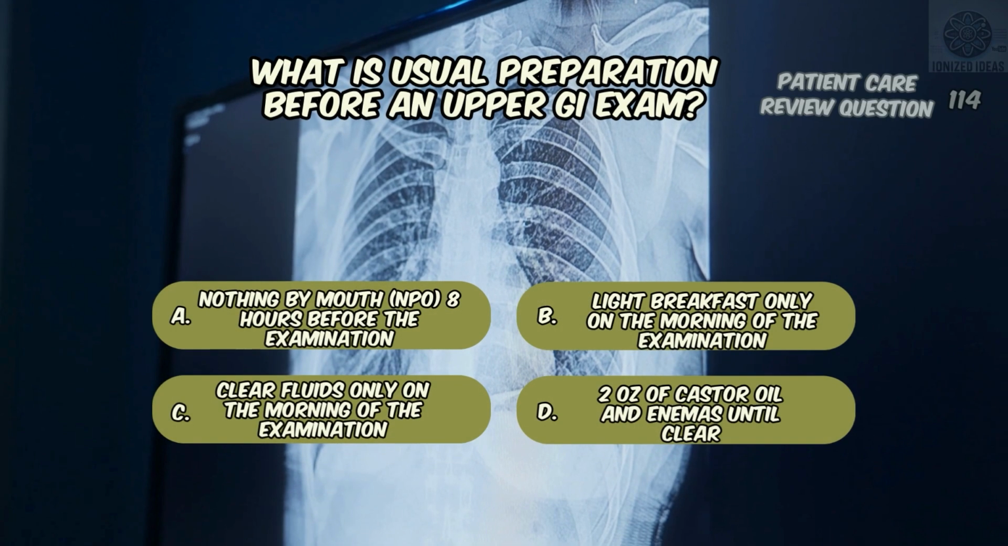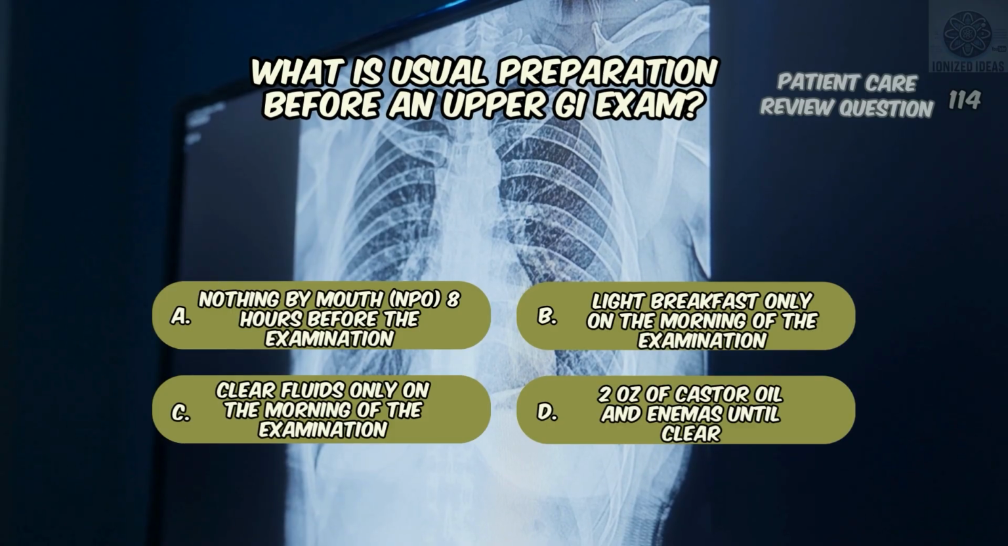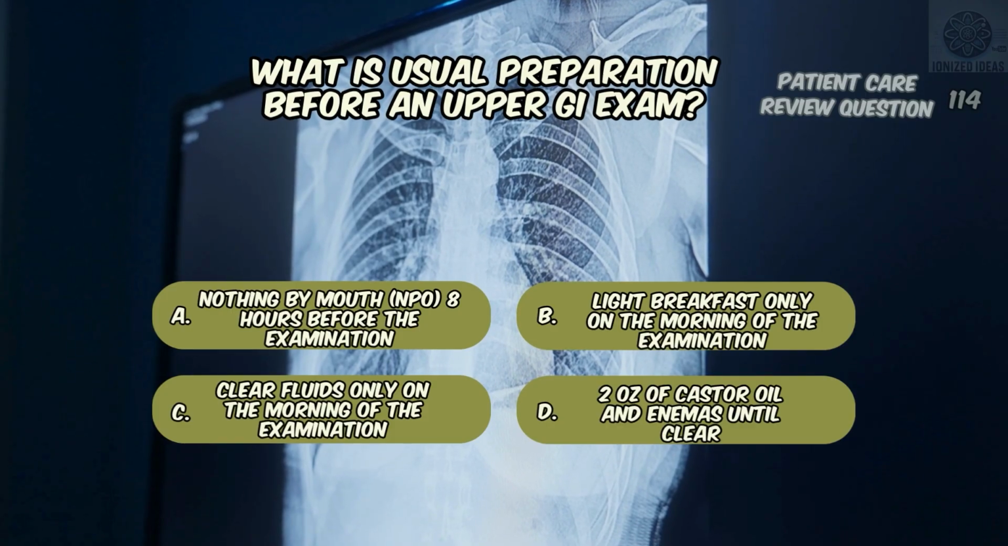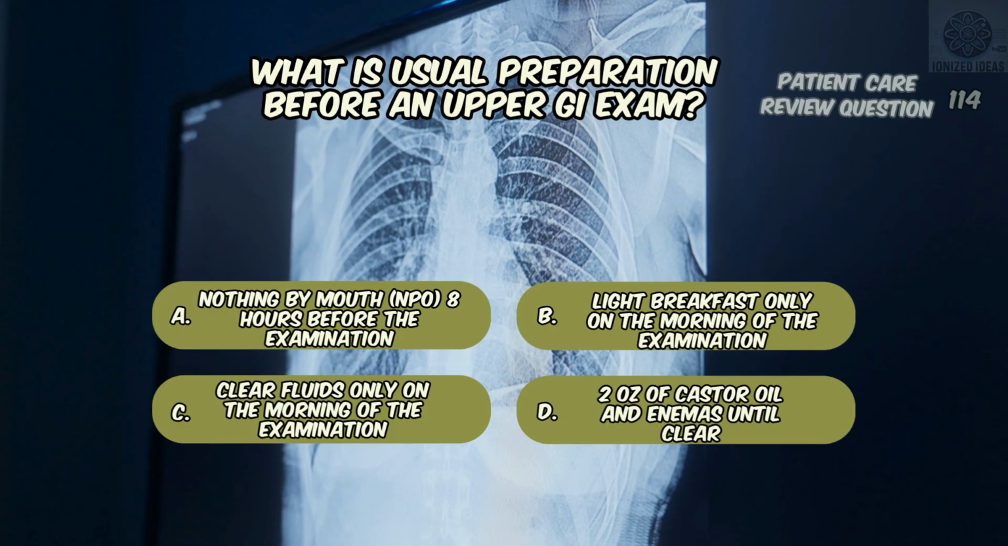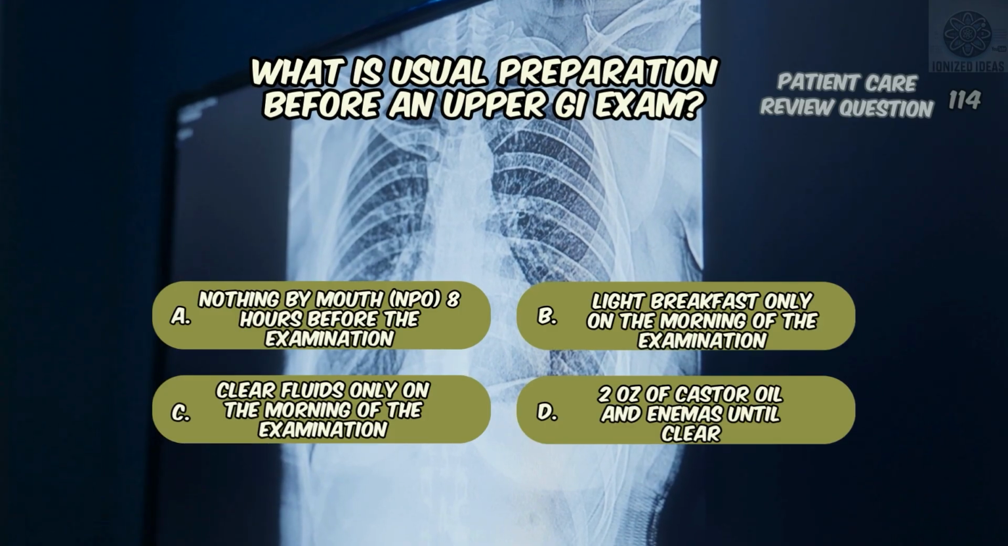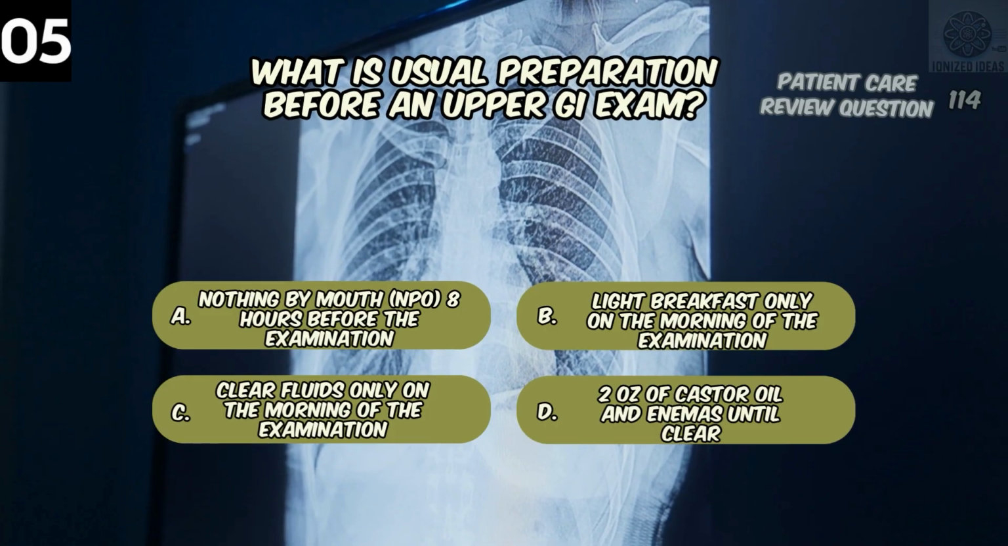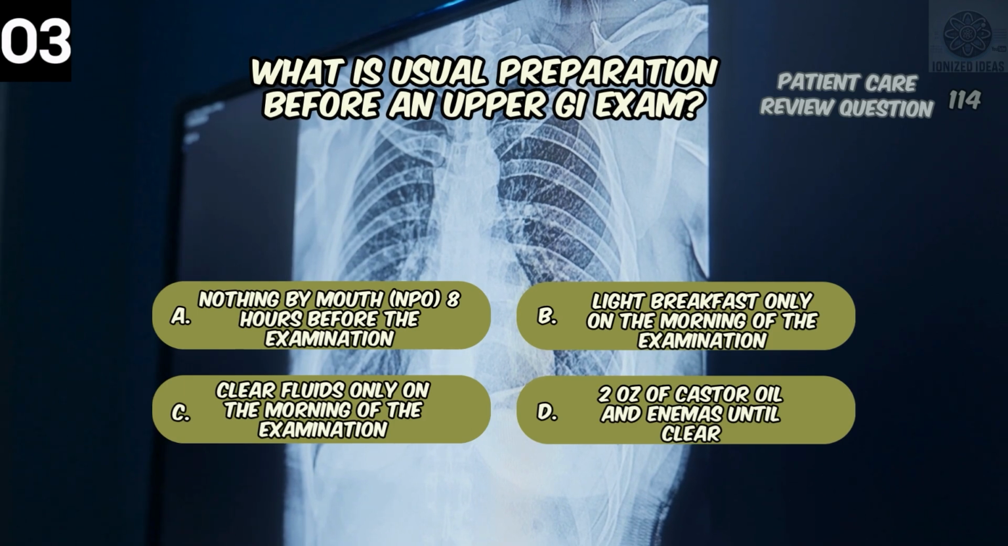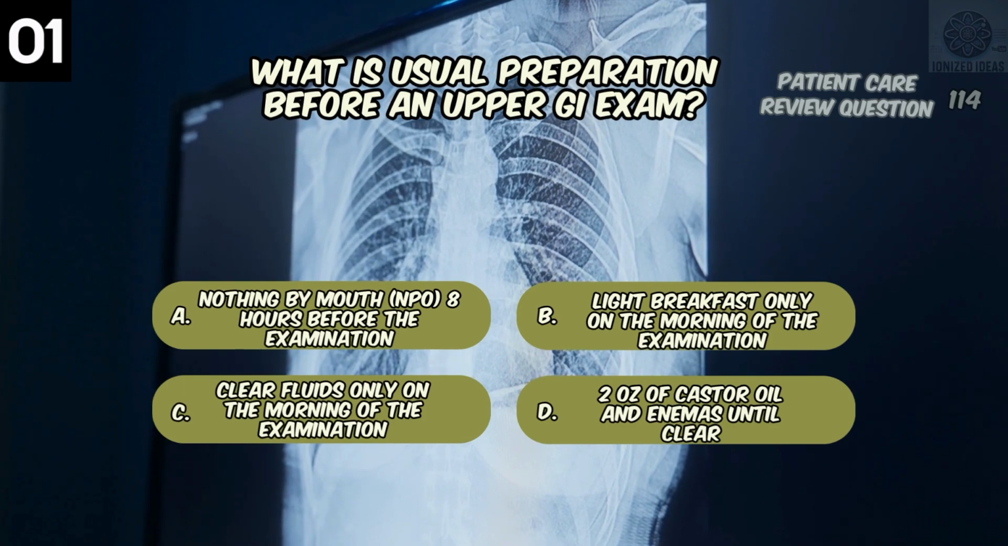What is usual preparation before an upper GI exam? A. Nothing by mouth, NPO, 8 hours before the examination. B. Light breakfast only on the morning of the examination. C. Clear fluids only on the morning of the examination. D. 2 ounces of castor oil and enemas until clear.